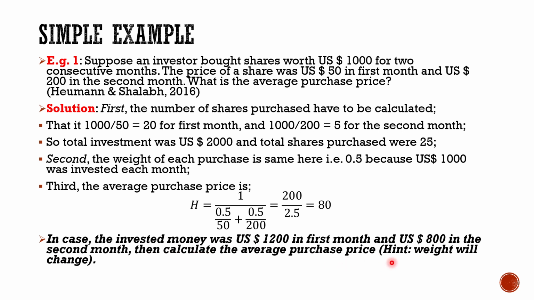I'm giving you a simple hint here: because in the first month and in the second month the invested money is now not the same, you will calculate the weightage first. And how you can calculate the weightage, I've already mentioned: take the investment in the first month and divide it by the total investment in the 2 months. So this is how you can calculate the weightage, and just calculate it and put the answer in the comment box. Some more examples.